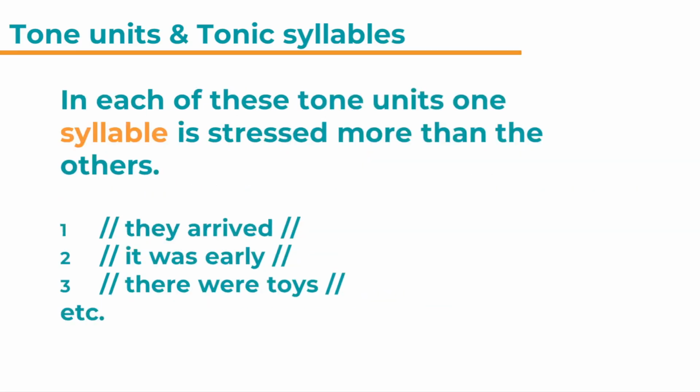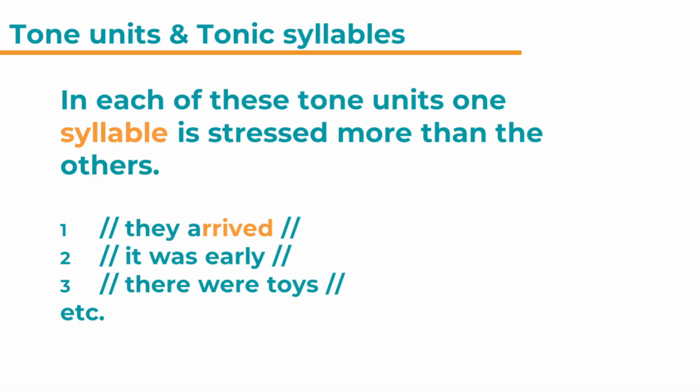In each of these tone units, one syllable is stressed more than the others. Let's have a look at the first 3 again. Listen carefully and see if you can identify the syllable that is stressed more. Number 1, they arrived. Here, arrived is stressed more. Remember that the word arrived consists of 2 syllables. Arrived, the second syllable is stressed. The first one isn't.